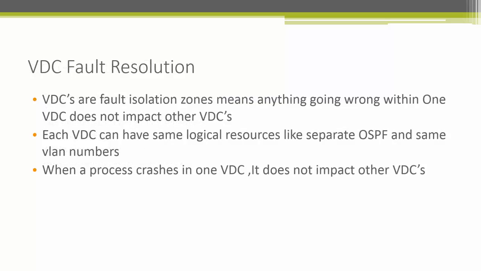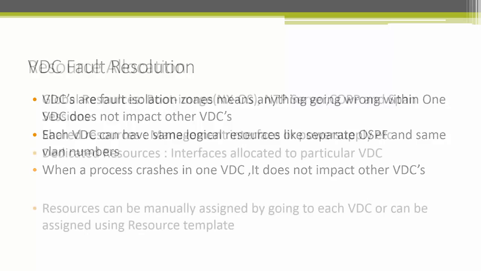VDC fault resolution is pretty simple, and it's true virtualization. What it really provides you is a separate OSPF process, separate EIGRP, separate VLAN numbers, or you can say it provides you all layer 2 and layer 3 resources. At least 95% of them do not have any dependency on each other. What does that mean practically? It means that if, let's say, the OSPF process crashes in one of the VDCs, it does not impact the other VDCs. So it's a complete fault isolation, like in VLANs, where traffic from one VLAN doesn't go to another VLAN, or an ARP broadcast is not sent across.